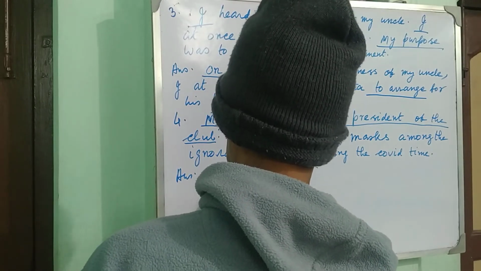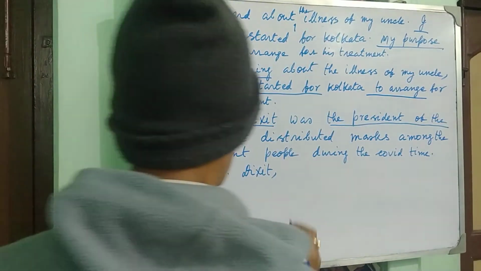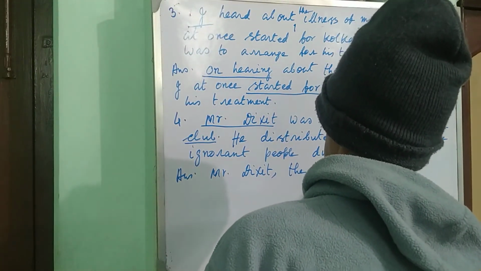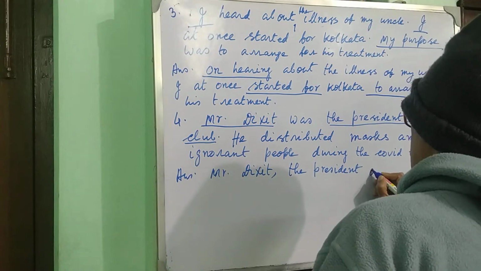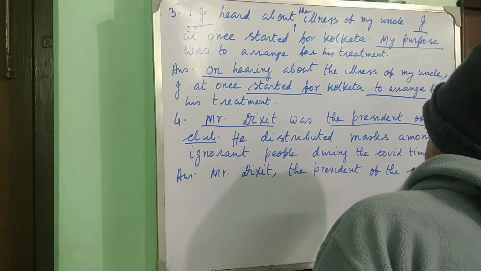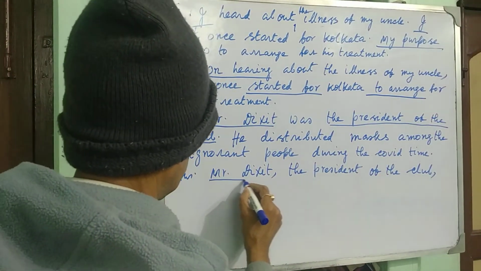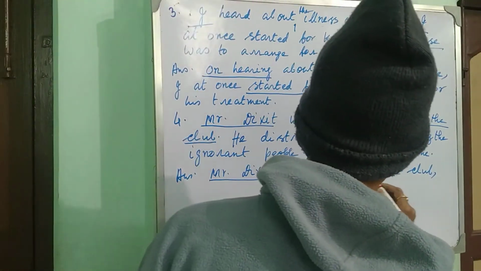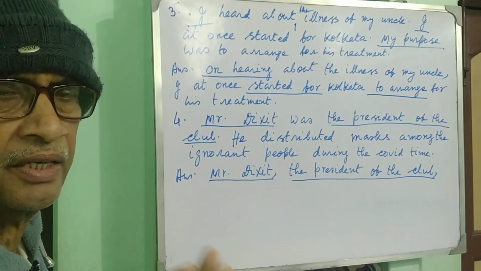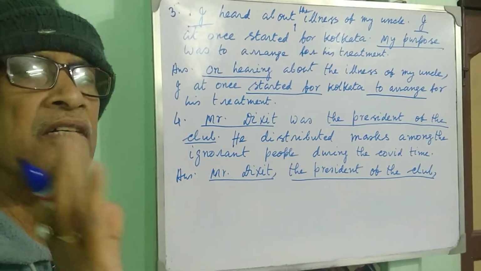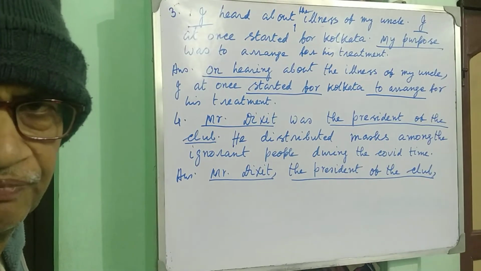Mr. Dixit, the president of the club, comma. That means Mr. Dixit is a noun and the president of the club is a noun phrase. And when a noun and a noun phrase take their places side by side and suggest the same person or the same object, they are called appositive. Clear?